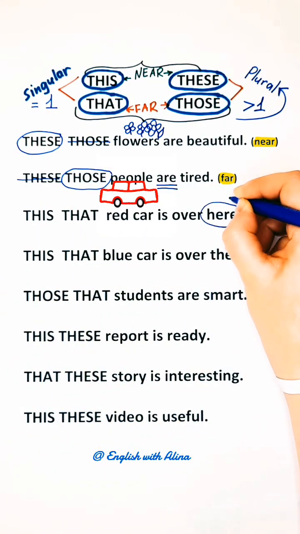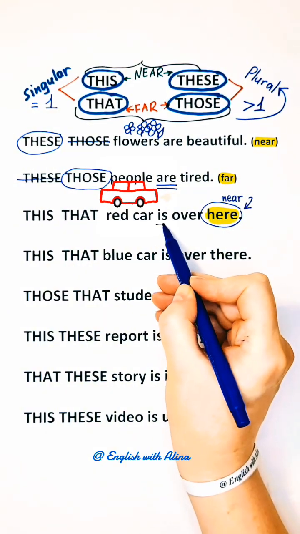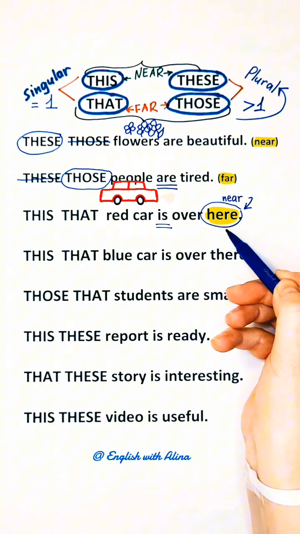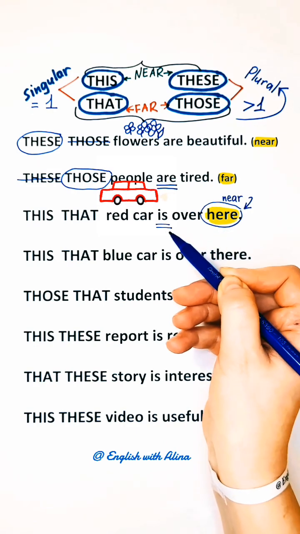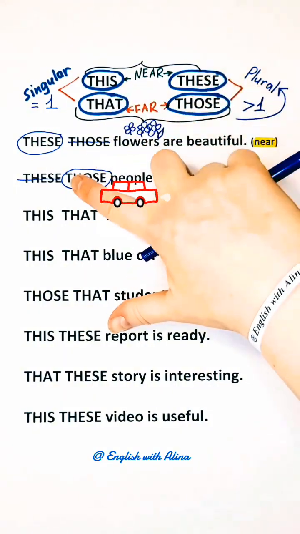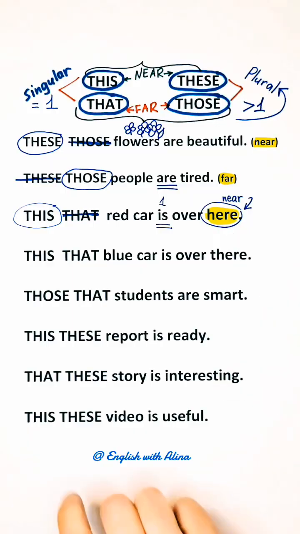The word here means near. Is stands for singular. If it is singular that is near, use this. This red car is over here.